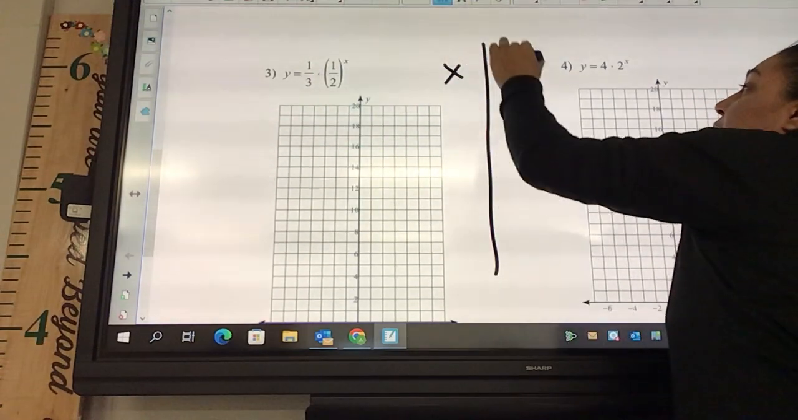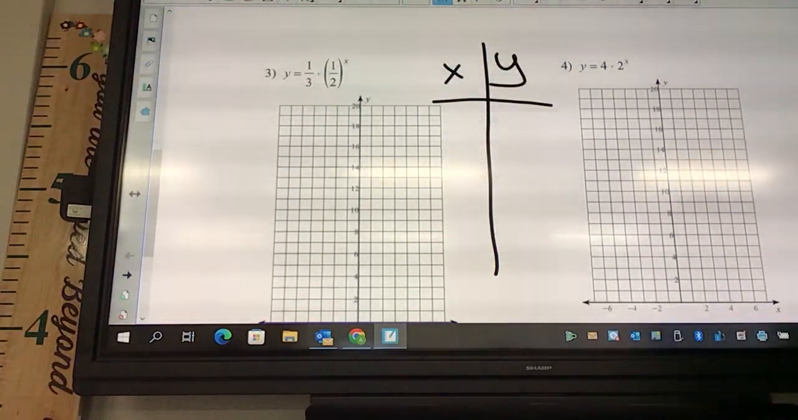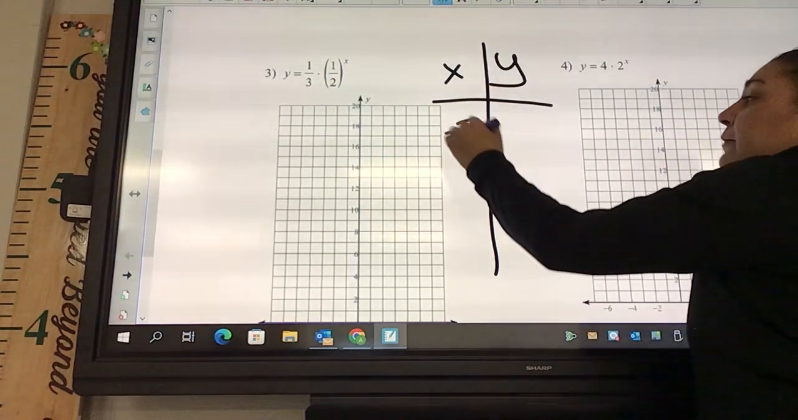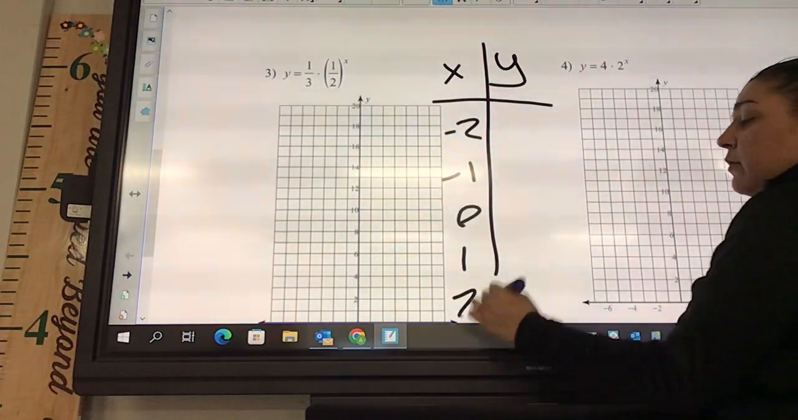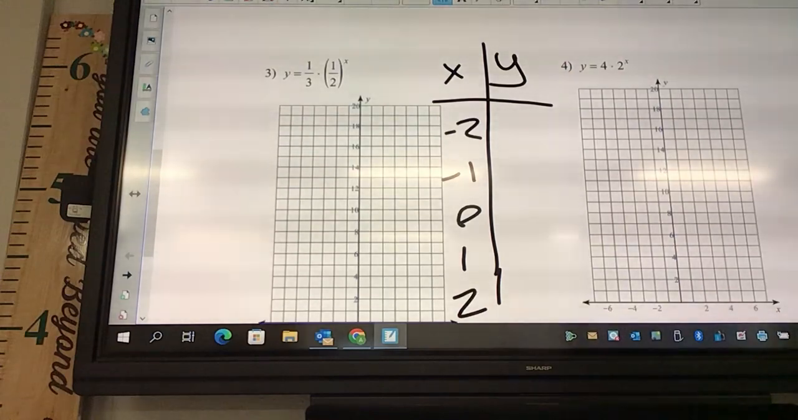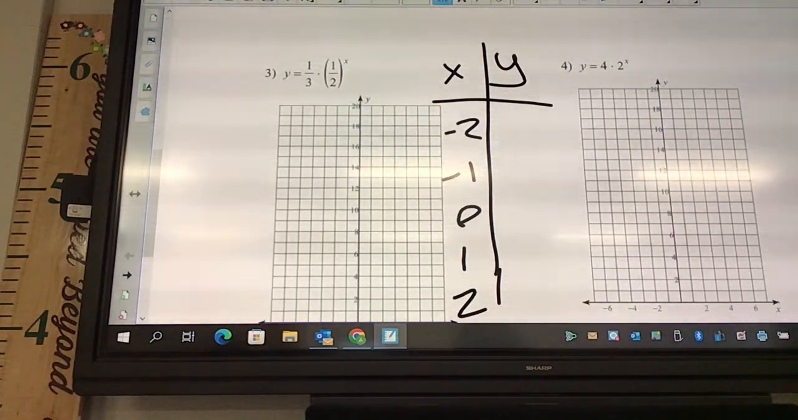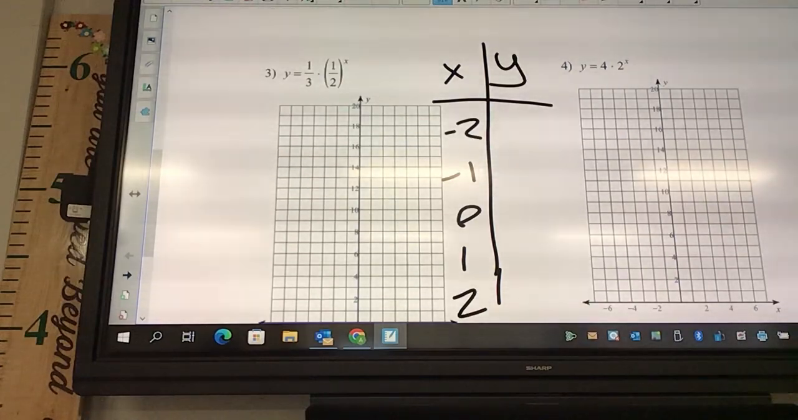Okay, look at the second one. We're going to make our XY chart. And we're going to start off with the same numbers, -2, -1, 0, 1, and 2. Okay, and on your calculator, you're going to hit your fraction button. Yep, hit your fraction button and type in 1/3. And then make sure you click over and times, and then hit your fraction button again. 1/2, and then hit over, and then hit that exponent button.